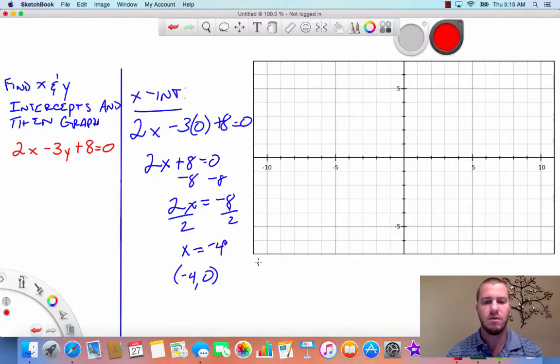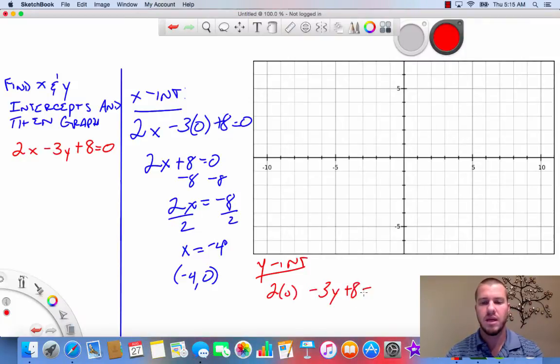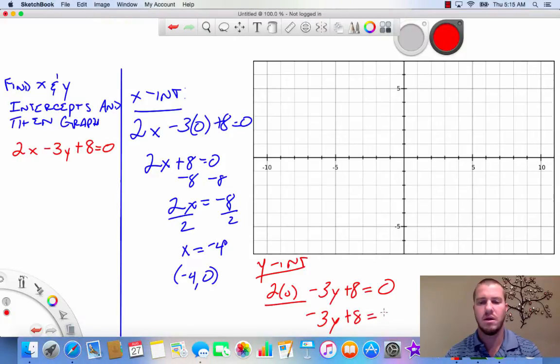To find the y-intercept, I plug 0 in for x, 2 times 0 minus 3y plus 8 is equal to 0. So this becomes 0, negative 3y plus 8 equals 0. I'm going to subtract 8.